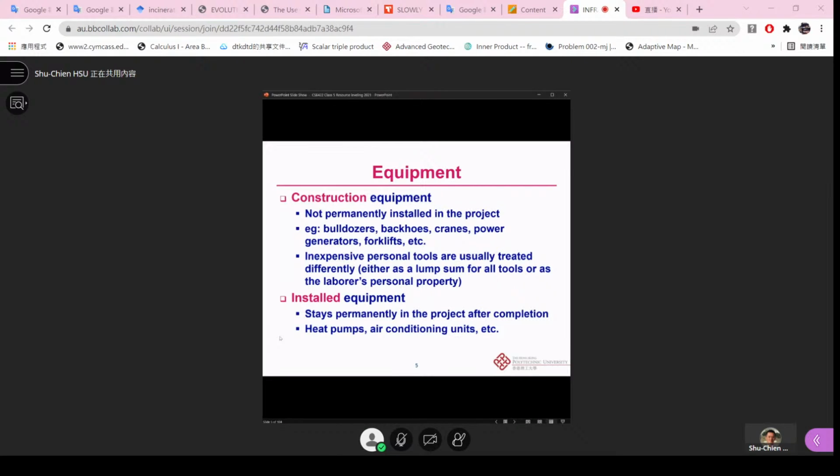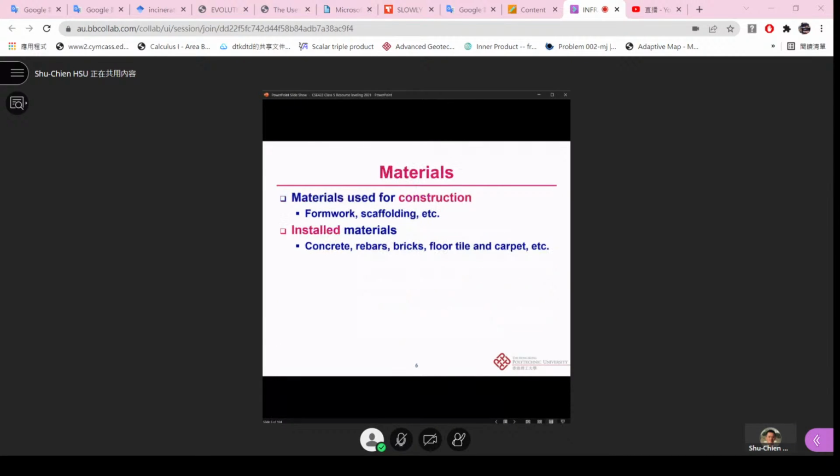However, we also have installed equipment that stays permanently in the project after completion, like pumps, air conditioner units, those sorts of things, right? And the materials used for construction are like formwork and scaffolding, and installed materials are like concrete, rebar, bricks, floor tile, and carpets. I am just giving you some examples. This is also something that you can think about in your group project.